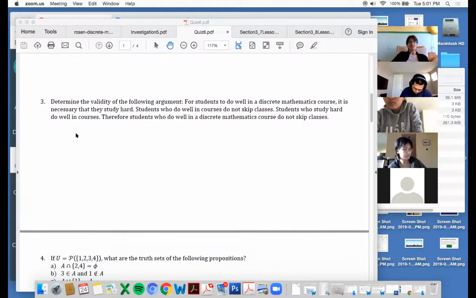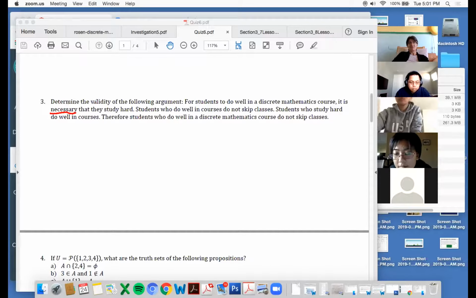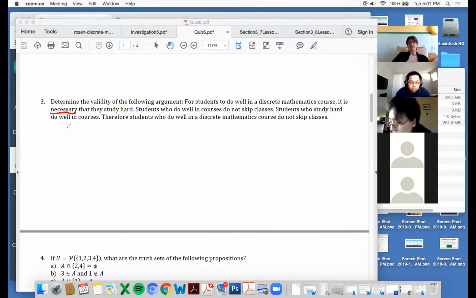All right, so how did you translate number 3? Does anybody have a translation for number 3? For students to do well in a discrete math course, it is necessary that they study hard. Okay, so that word necessary means that's the Q statement. If it says necessary, whatever the necessary is attached to is the second part of the if-then. So if P then Q, where P is do well in discrete math, and Q is they study hard.